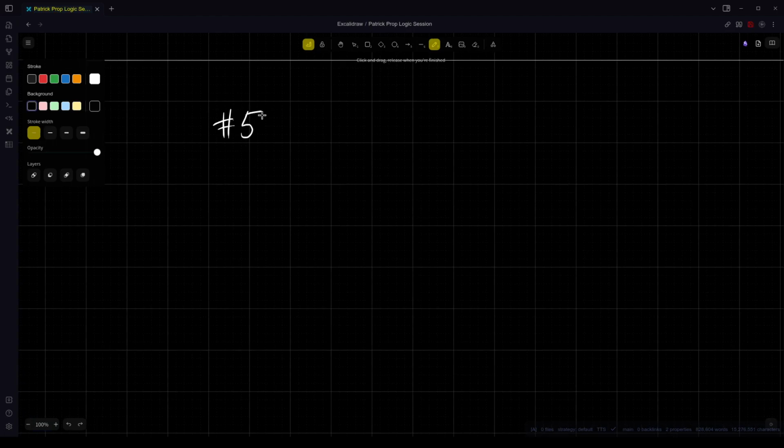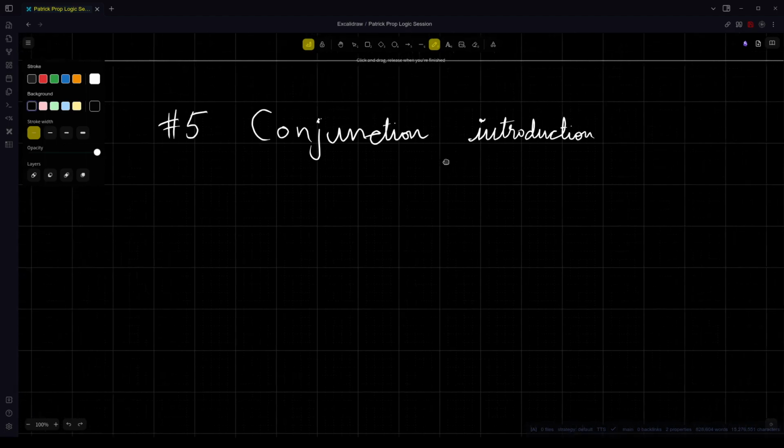Number 5. This is a simple rule. This is called conjunction. Conjunction, you can also say conjunction introduction. It's not an interchangeable name, but both together. If you can just write conjunction, I won't mind.